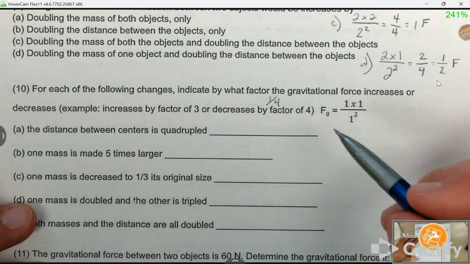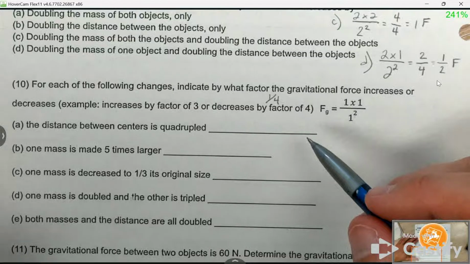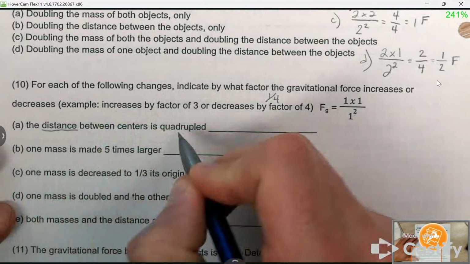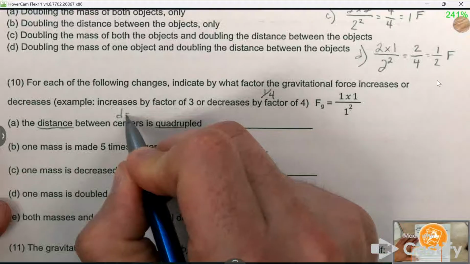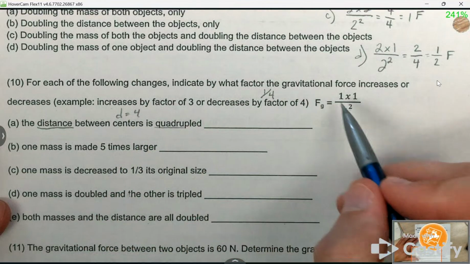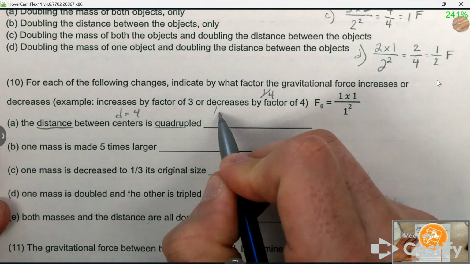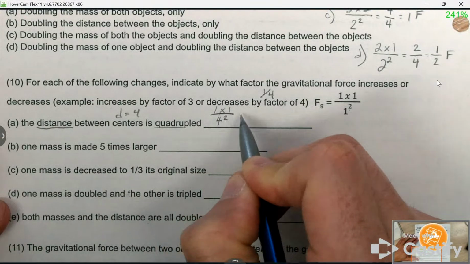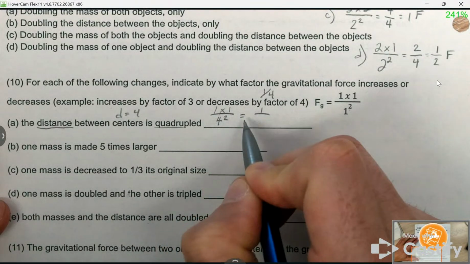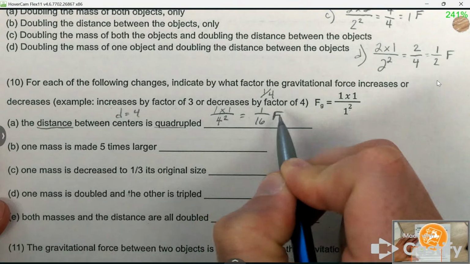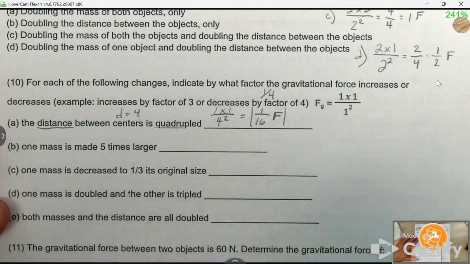Distance between their centers quadrupled. The word quadrupled means 4 times as much. So which one was it? Distance quadrupled, so d would be a 4. They didn't tell us anything about the masses, guys. So the masses do not change. Distance though became a 4. You have to square it. 1 times 1 is 1, and 4 squared is 16. Can't reduce that, so it's 1/16 the force.